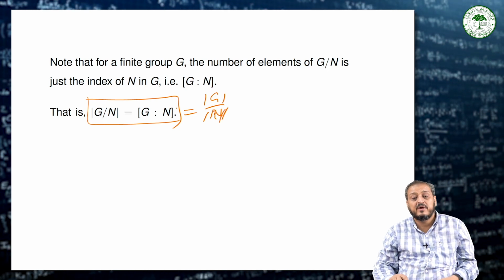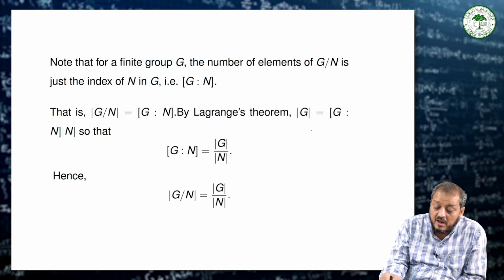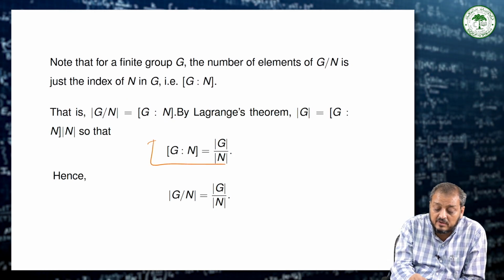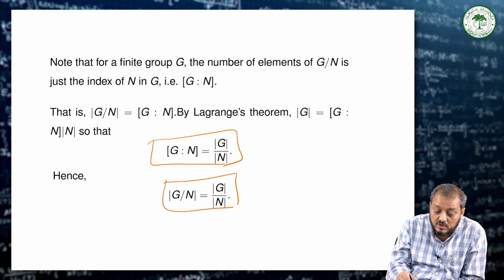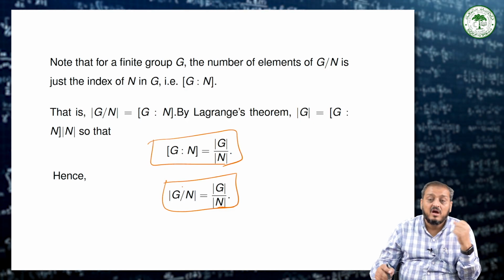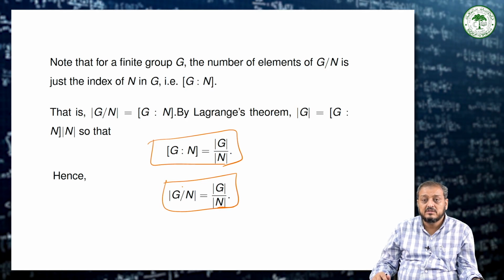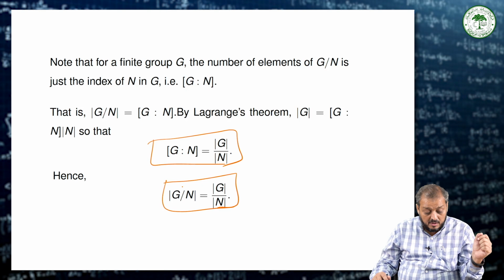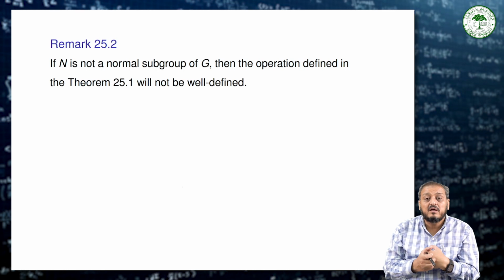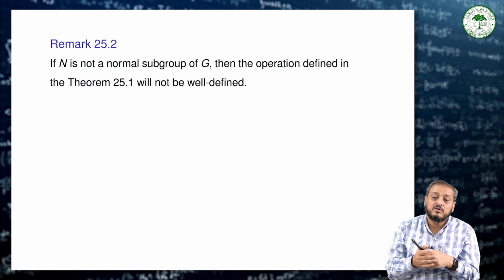So this means the order of G by N is the same as the index of N in G. So the order of this is simply equal to the order of G by the order of N, and that is the order of this quotient group, or factor group. So let's start with one remark. If N is not a normal subgroup of G, then the operation defined in the theorem will not be well defined.